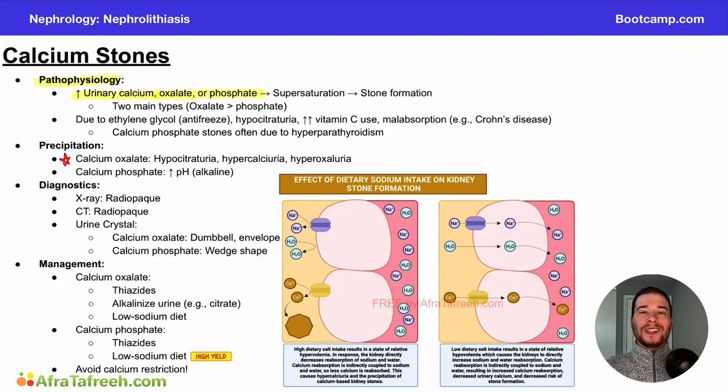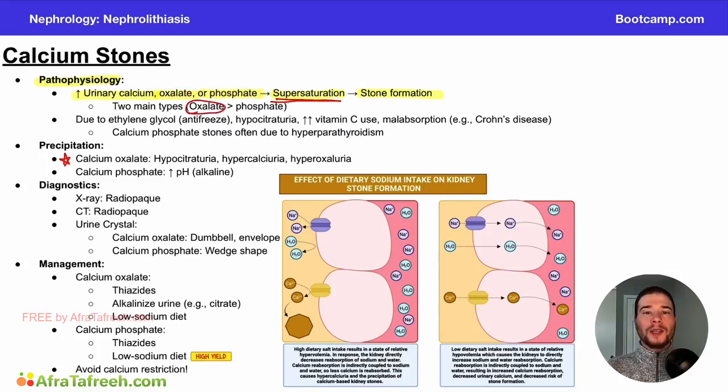The creation of these substances or the increase in these substances in the urine leads to something called supersaturation and ultimately stone formation. So that is to say, the problem in this disease is a supersaturation of substances in the urine that creates these stones, that creates these obstructions in the urinary system. Again, it's important to note here that the two main types include oxalate and phosphate. However, it is the calcium oxalate that is the more common of the two.